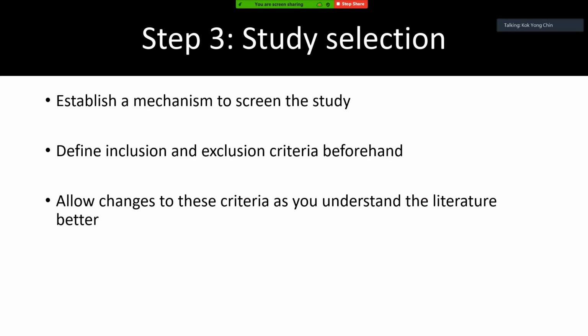So, study selection. You have searched already, and you have a list of maybe 1,000 or 900 studies. You need to establish a mechanism to screen the studies, to select the studies you really want from that 1,000, or not 10,000. So you need to define your inclusion and exclusion criteria, just like a systematic review, but it's not that restrictive. You should allow changes to these criteria as you understand the literature better.